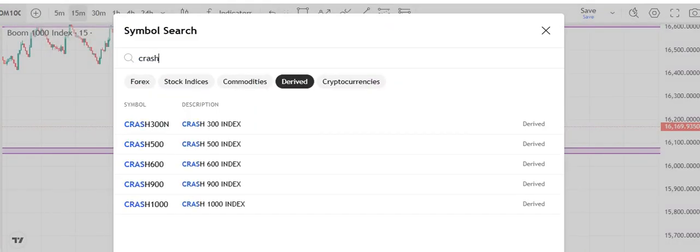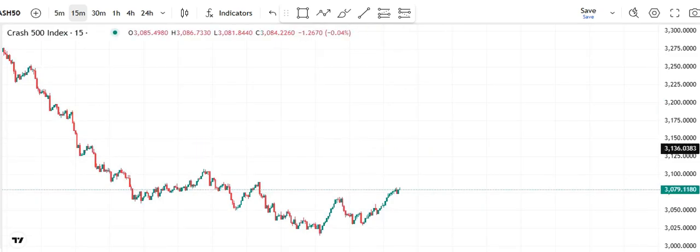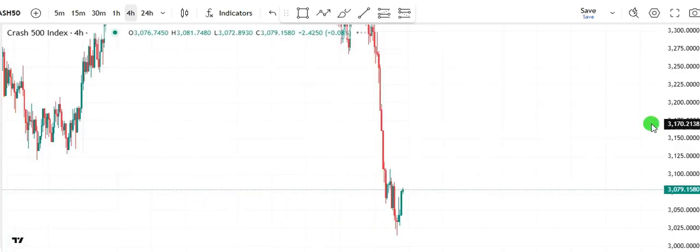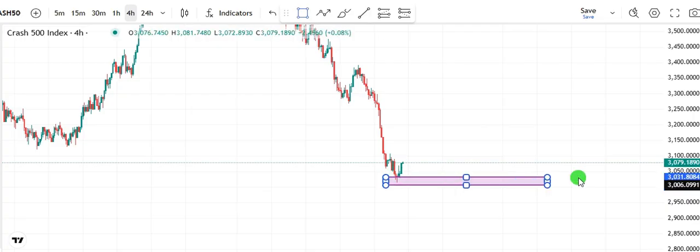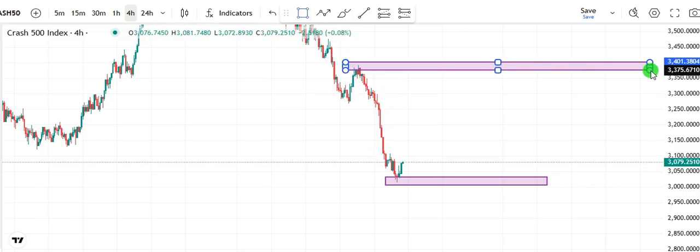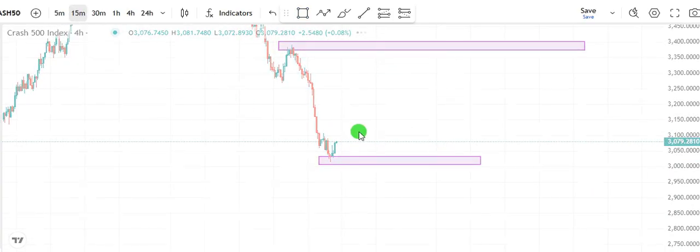All right, let's go to the next one, which is going to be the Crash index, and we'll be starting up with Crash 500 as usual. All right, here's Crash 500, and so we'll be going to the H4. This is the low we have. I don't really think the eye is necessary right here because the distance is a bit wide. So let's see if we are seeing change of structures.